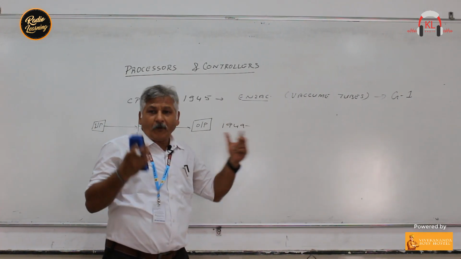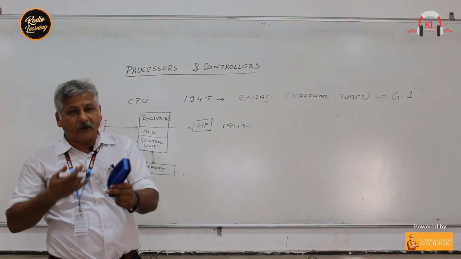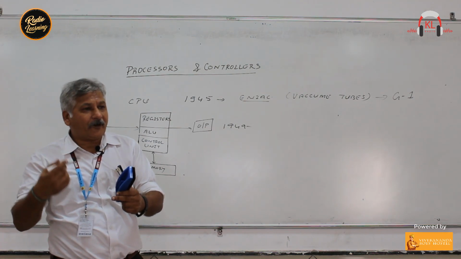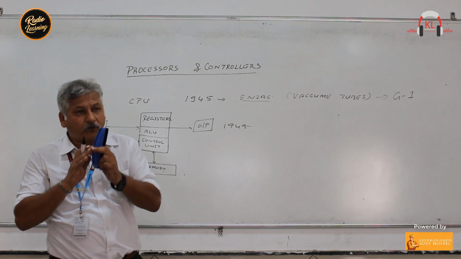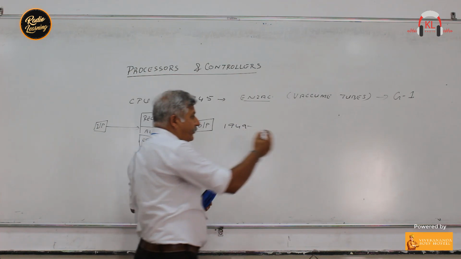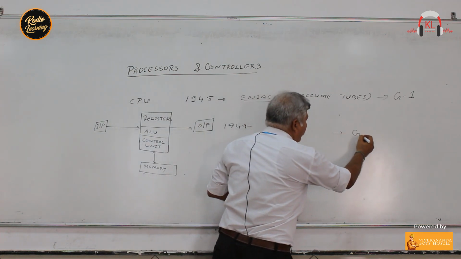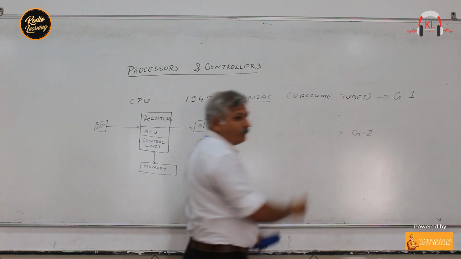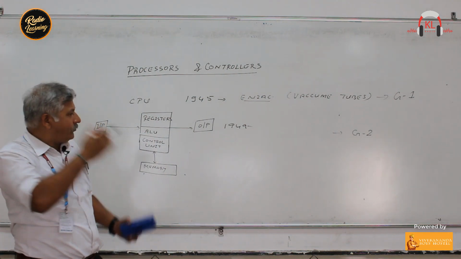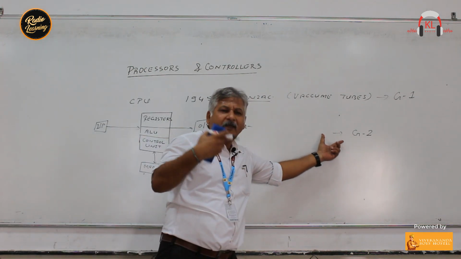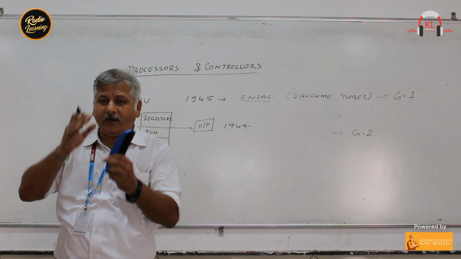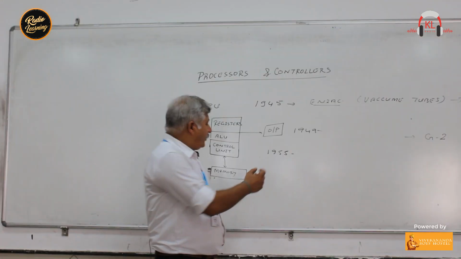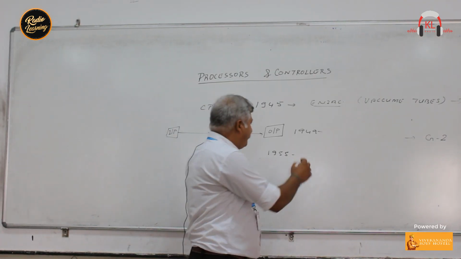Those central processing units in which we replaced the vacuum tubes with semiconductor devices were in the category of generation 2, right? These generation 2 computers came in the market in the mid 50s.